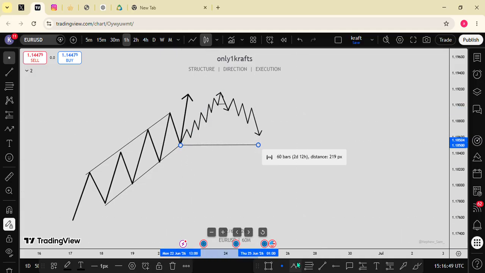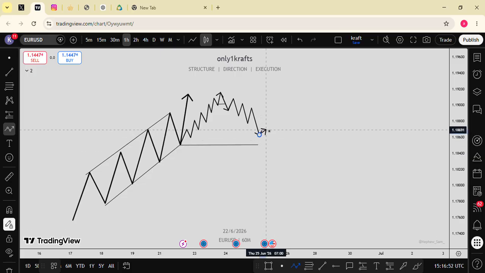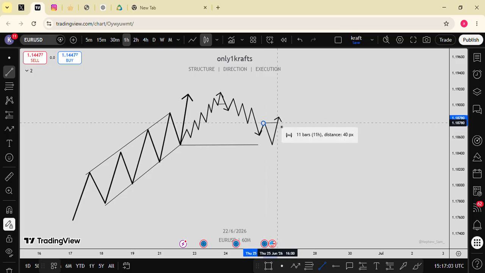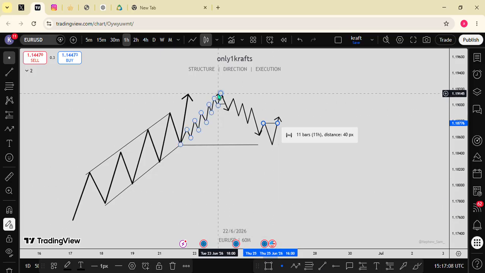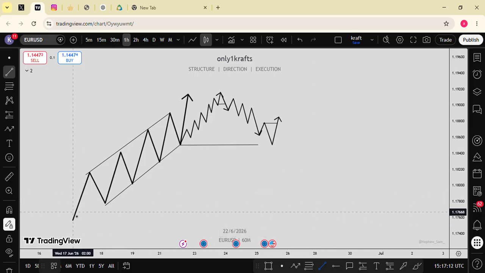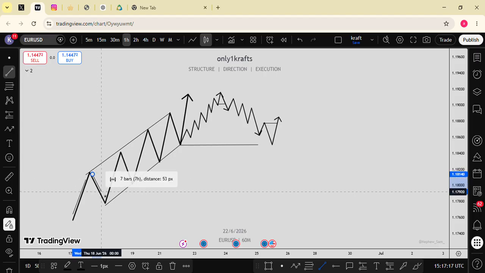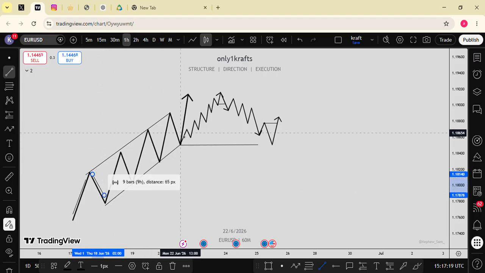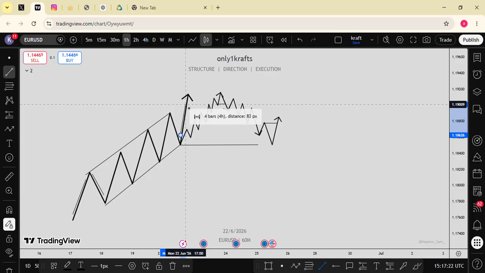Then we can either do something like this. When we get here, we either get another market structure shift to the upside and start buying something like this. This is a market structure shift back to the upside. Don't forget, in a bullish market we have an impulsive move and then a retracement move. So what would this be now? This is going to be an impulsive move.